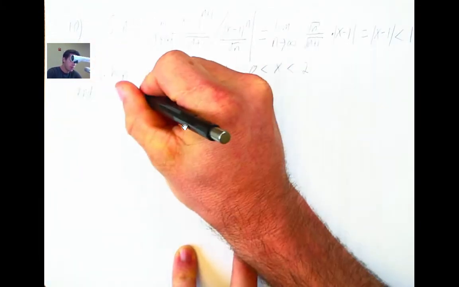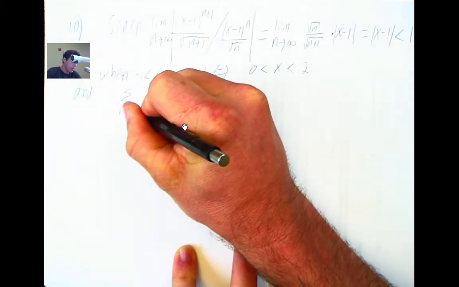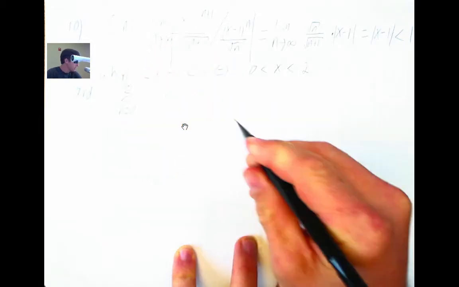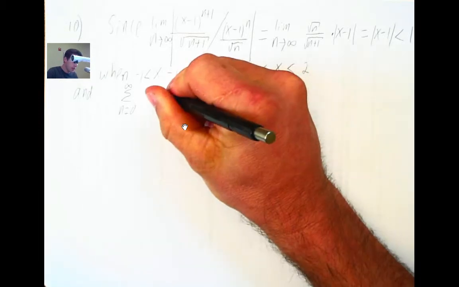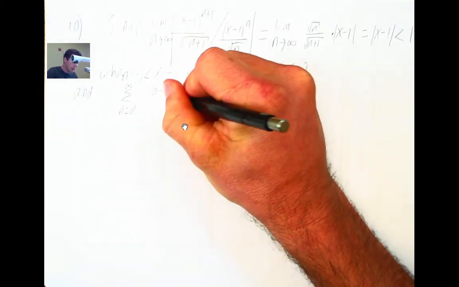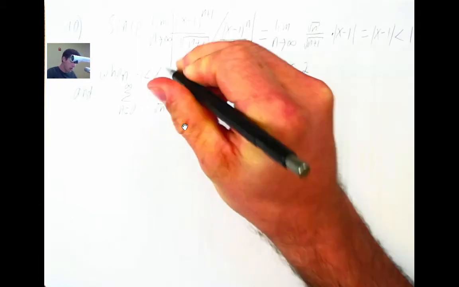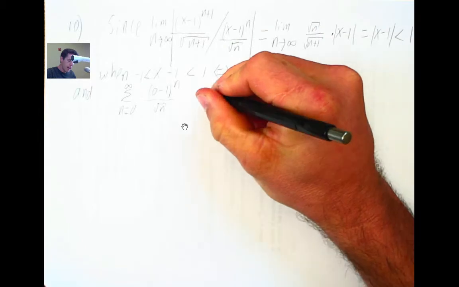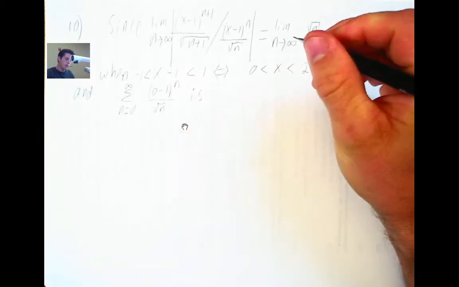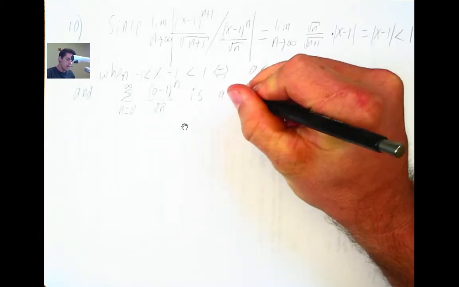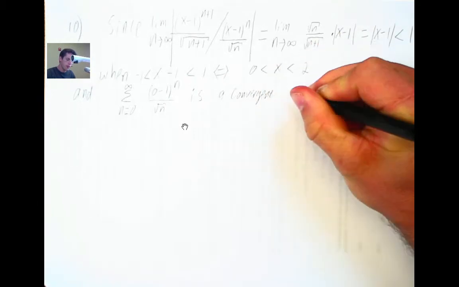And let me take a look at the endpoints here. So 0. I'm going to put in 0 for x in the series that I'm examining. That will be (0 minus 1) to the n over the square root of n. Now that is a convergent alternating series.